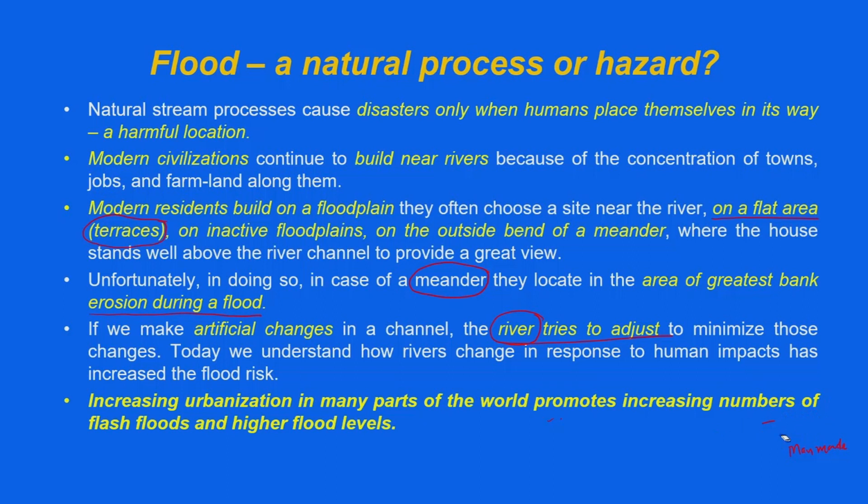Increasing urbanization is the main cause, not only in India but in many parts of the world, promoting an increasing number of flash floods and higher flood levels. These are facts that, if you are staying in the metro cities, you might have seen: many areas which were drained by previous river systems are choked and occupied for construction.